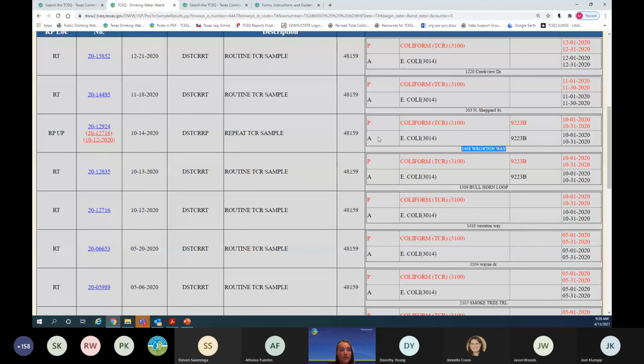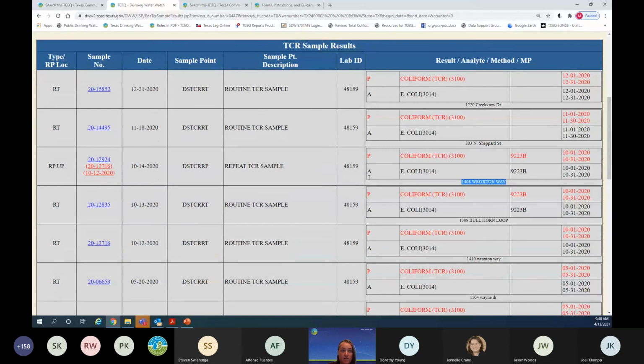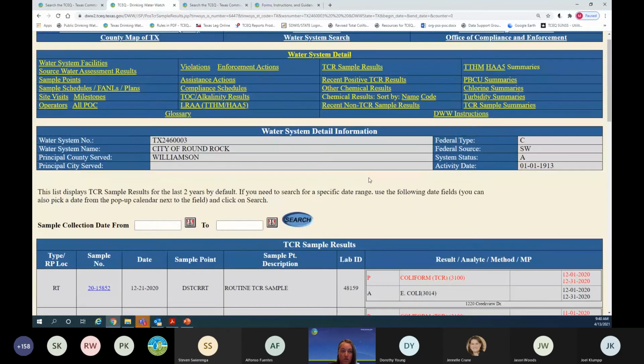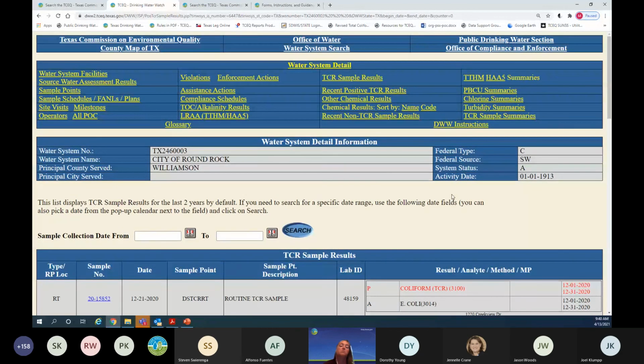This is a great way. These are manually entered by my staff as soon as they come in. Your laboratory faxes us on the same day or sends us an email on the same day, so this is a very fast turnaround time. When in doubt, we try to avoid documentation issues as much as possible. So that's a good place for you to be able to check those things out yourself.